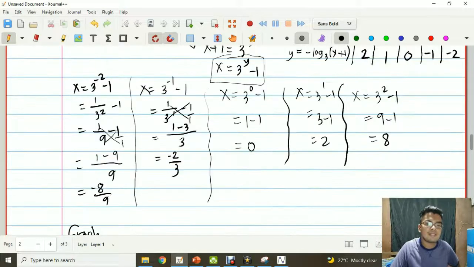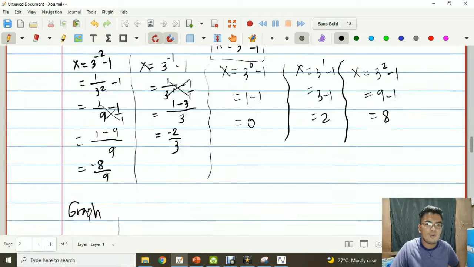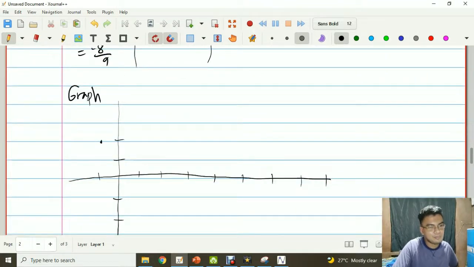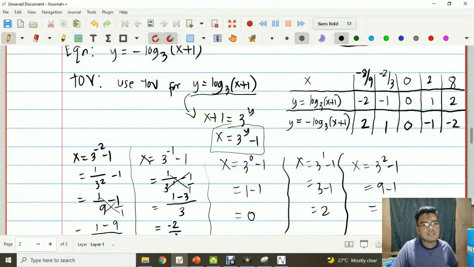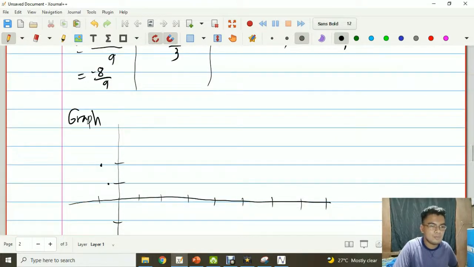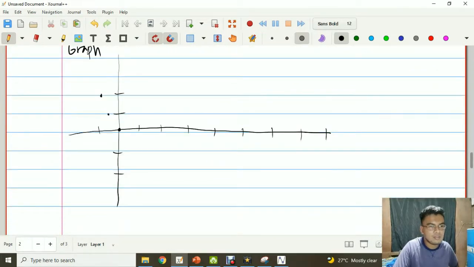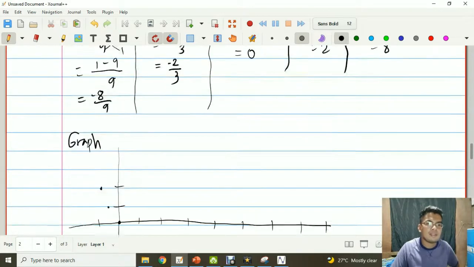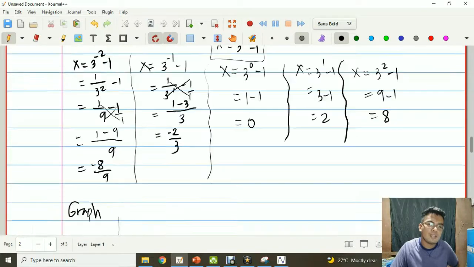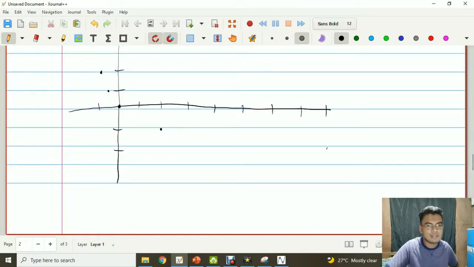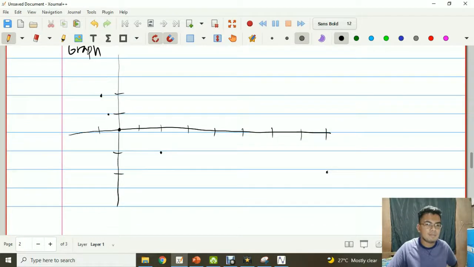If x is negative 2 thirds, say for example, nandyan siya, y will be positive 1. If x is 0, y will be 0. If x is 2, y will be negative 1. So, 2 yun, tas negative 1 yung kay y. And then, if x is 8, y will be negative 2. 8 and negative 2. So, andun yung 8. And then, ito yung negative. So after that, kapag na-plot na natin yung mga points, i-connect na natin yung mga dots using a smooth curve.